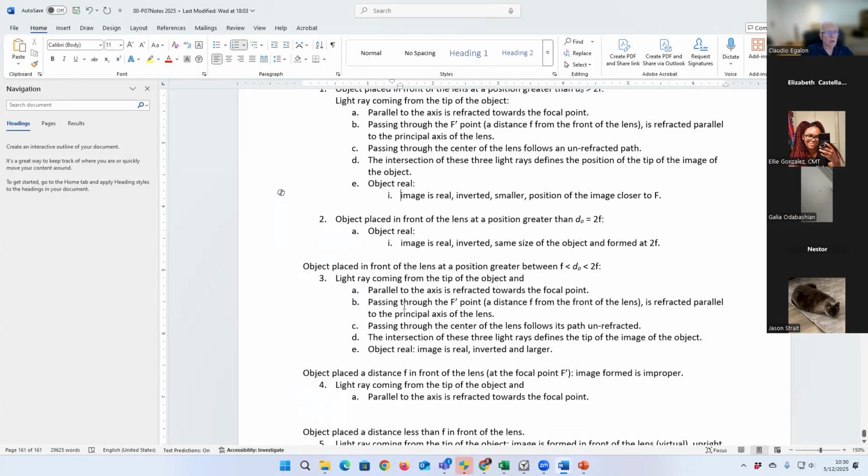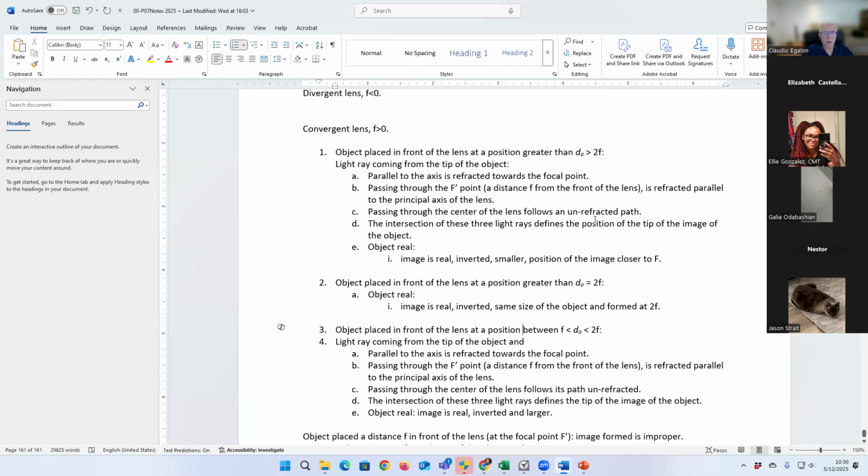And then we can, let's see, object placed in front of the lens at position between, right? F and 2F, let's see. Yeah, that's right. Here you go. Let's do this way. Less than 2F, greater than F. Okay? And then we do not need the rest, right?